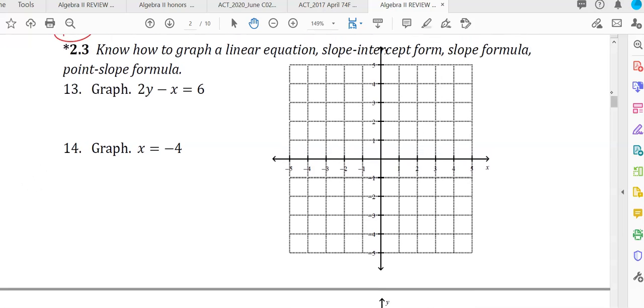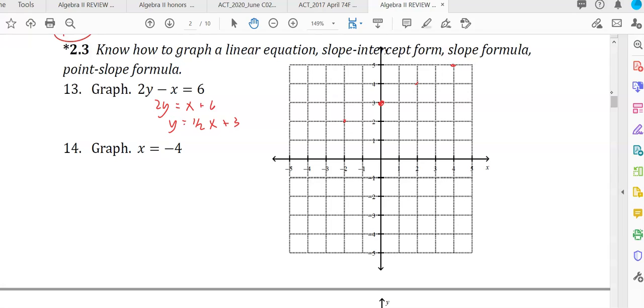Graph a linear equation, slope-intercept form, slope form. So we really like this to be in slope-intercept form. So let's do that. Let's add x. So we get 2y equals x plus 6. Divide by 2, you get y equals 1/2 x plus 3. So y-intercept of 3, slope is 1/2, positive.